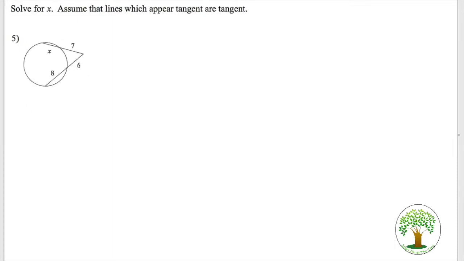Number 5, we've seen before. This one has the two secants. Remember the property for this one was the outside times the whole equals the outside times the whole. So that means we have 7. The whole here is the 7 plus x. And that will equal the outside, which is the 6. And the whole is 8 plus 6, which is 14.